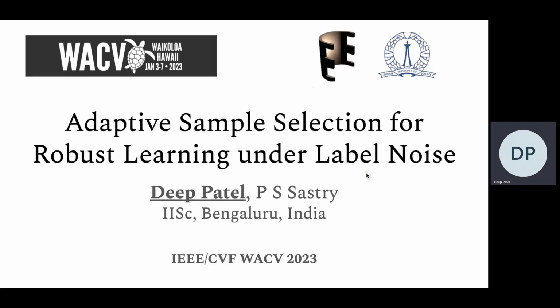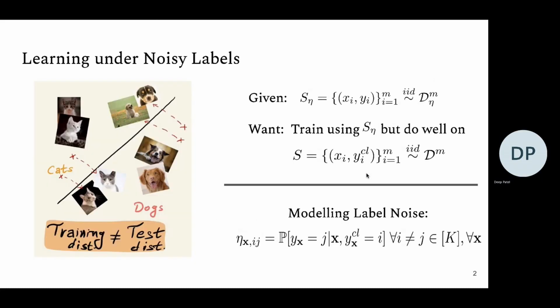I'll be presenting our work, adaptive sample selection for robust learning under label noise. Let's look at the problem formulation. So typically deep networks require huge amounts of training data, and this is collected through, say, crowdsourcing or automated web crawling and so on. This inevitably results in labeling errors.